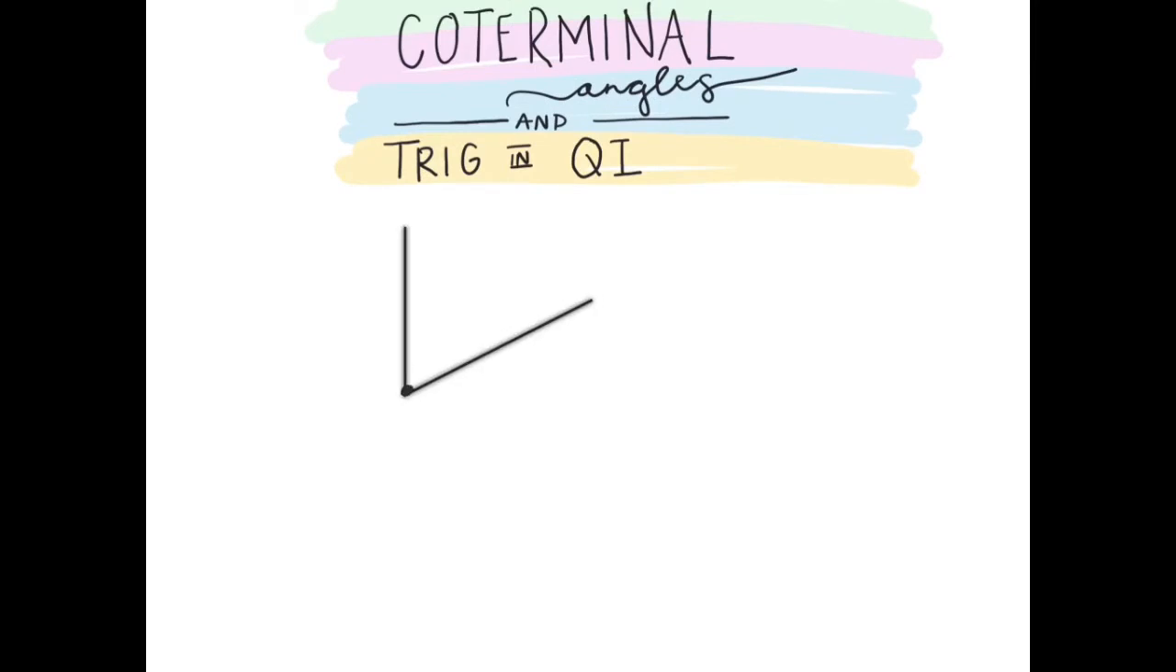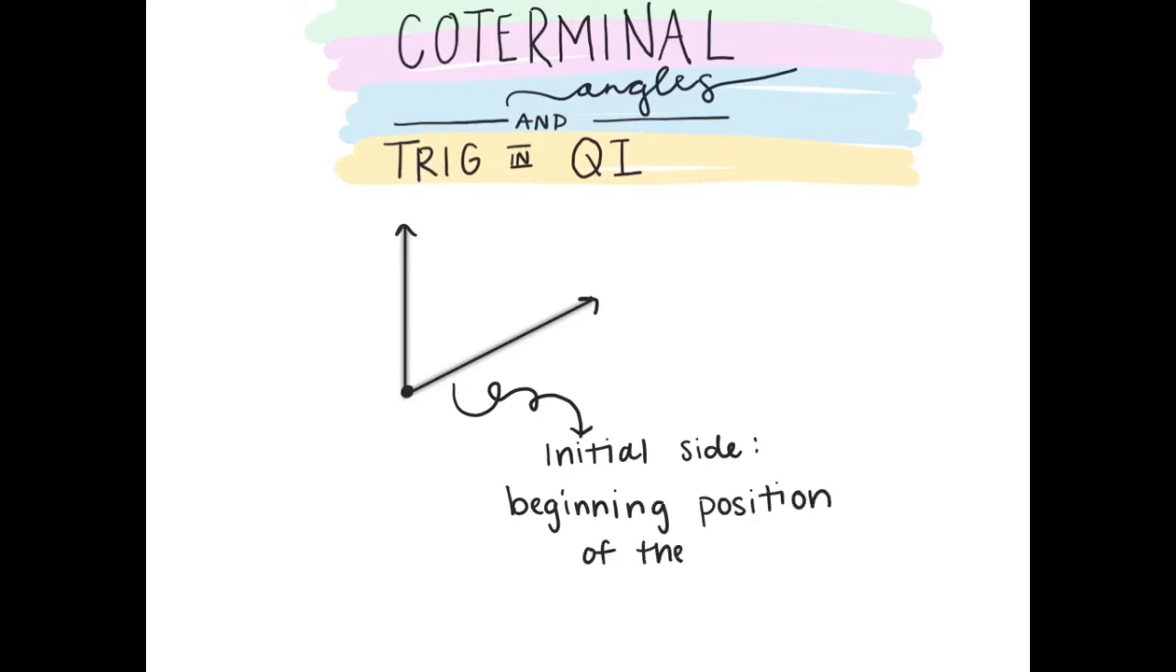So we're going to be talking a lot of vocabulary today. We have this angle here. We're going to have an initial side, which is going to be the beginning position. It's going to move from this initial side. That movement is an angle measurement.